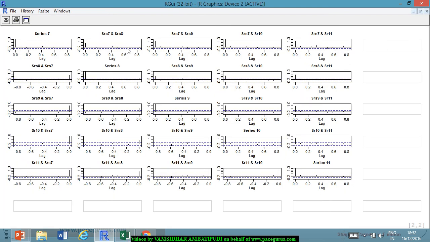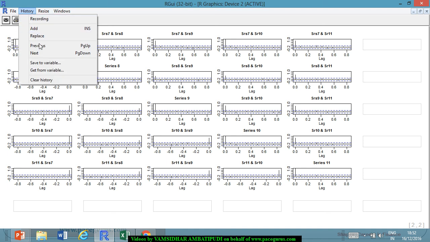For series 7, series 8 and series 9, you could see that across the different lags you don't see any significant spike. Only at 0 we are seeing a significant spike, but nowhere else, which is an indicator that the autocorrelation values across the series are more or less small. The spike is there at 0 because obviously at 0 the correlation is going to be 1, but everywhere else it is small.